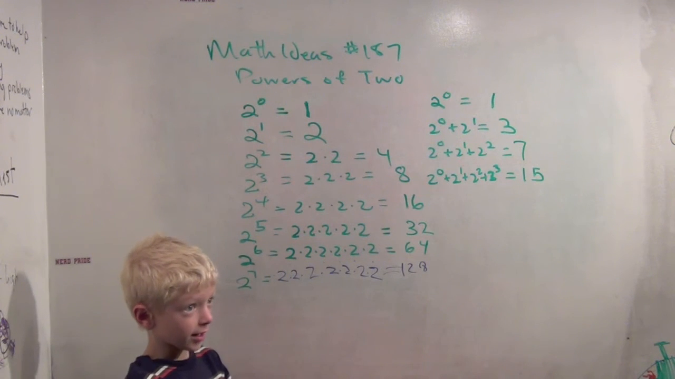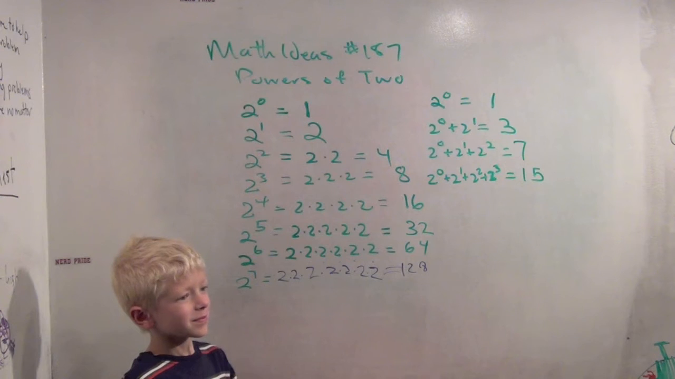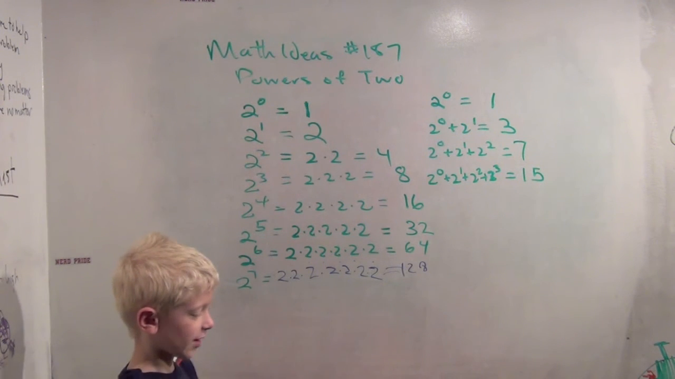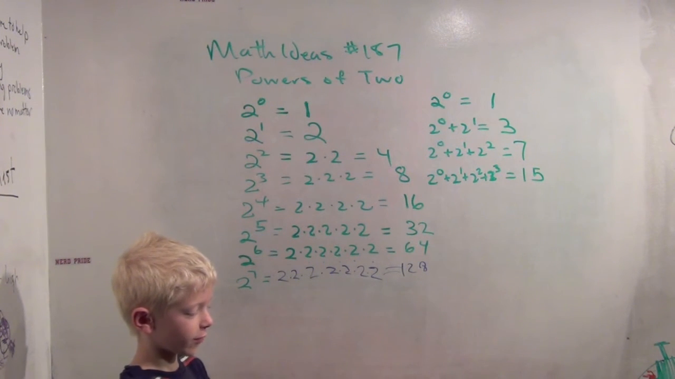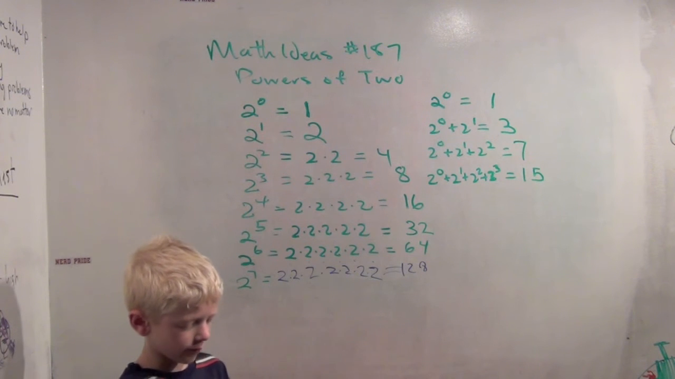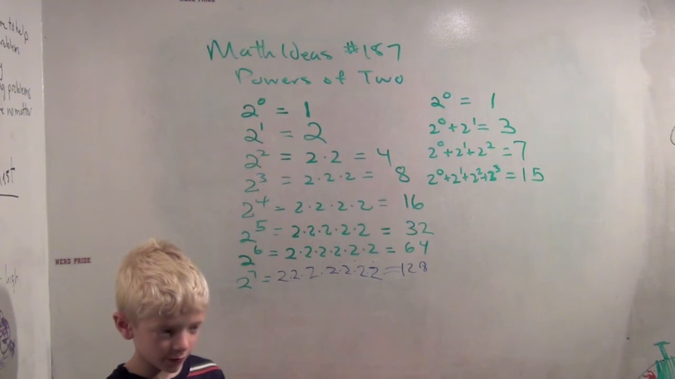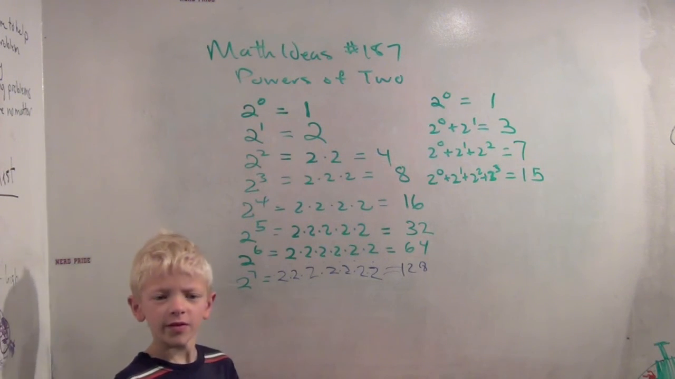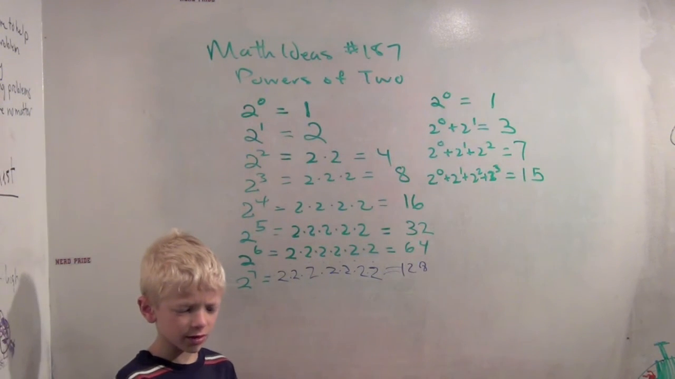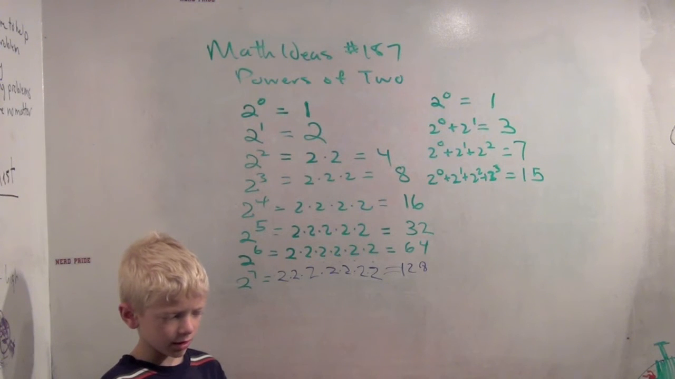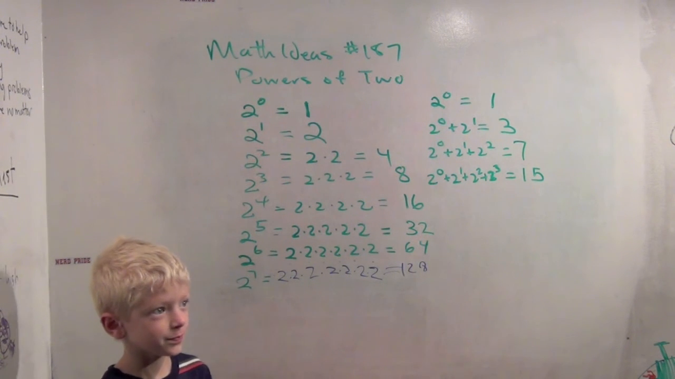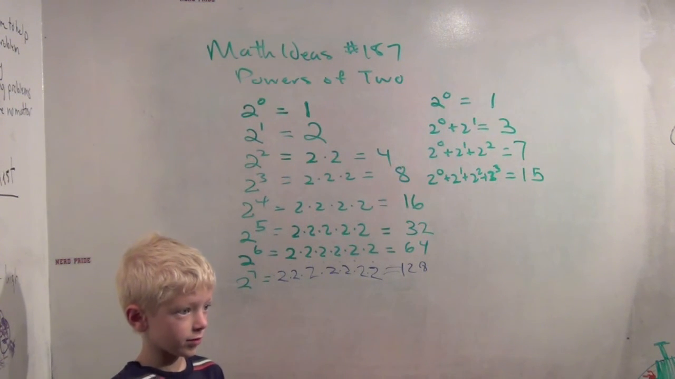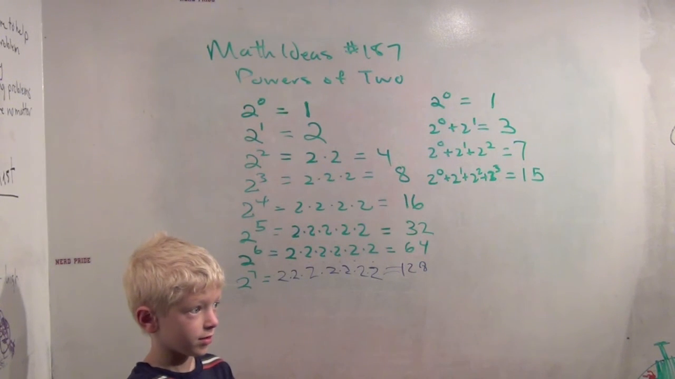How'd you know that? I know more than that. You do? What's next? 256, then 512, then 1024, then 2048. And then it's 4096. Oh, that's pretty good though, sweetie.